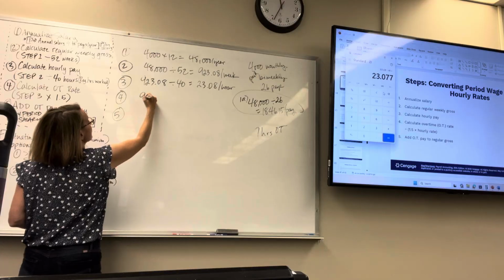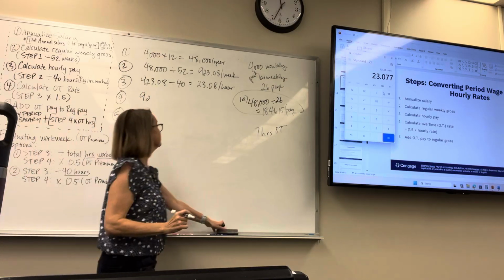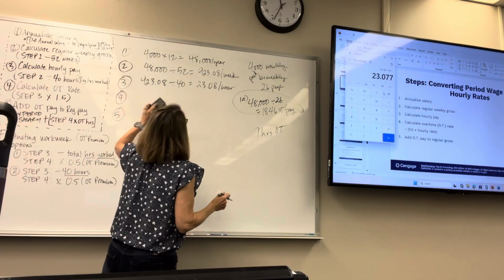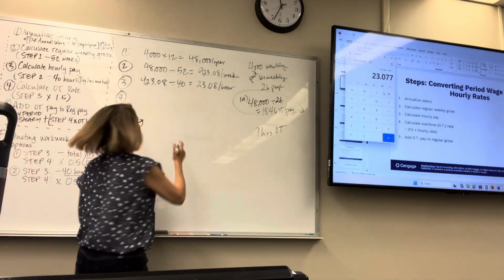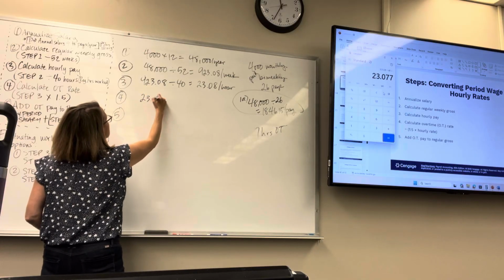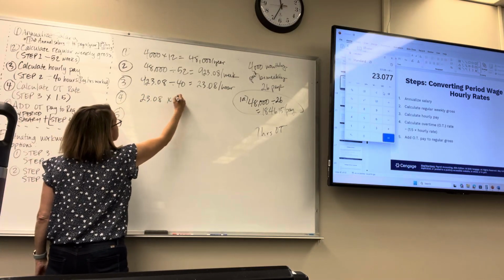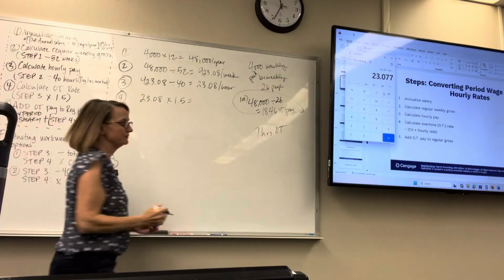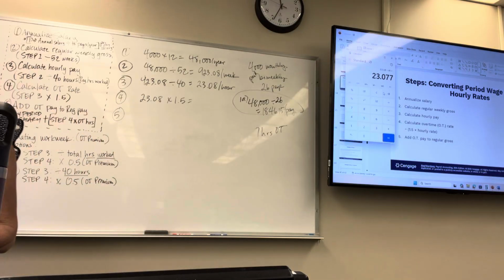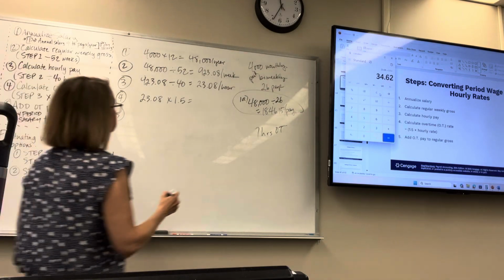And we'll take that, 23.08, sorry. Did I get that right? Yeah. 23.08 times 1.5 to figure out their overtime rate, $34.62.